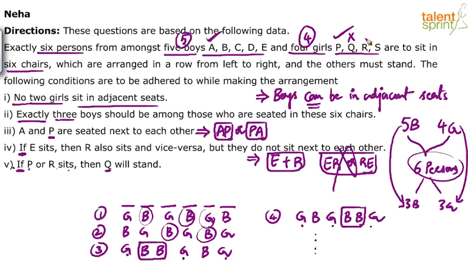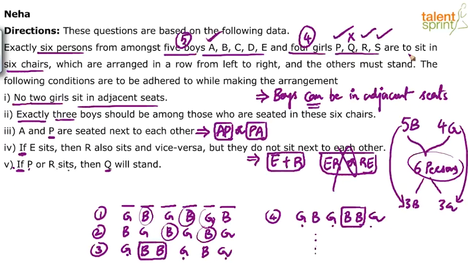You're able to follow? This is very, very important. You have to understand this. While it is actually an if case, point number 3 clearly mentioned that A and P are seated. So P is there in the group. If P is there in the group, then Q will not be in the group. And because Q is out of the group, R and S have to be selected.